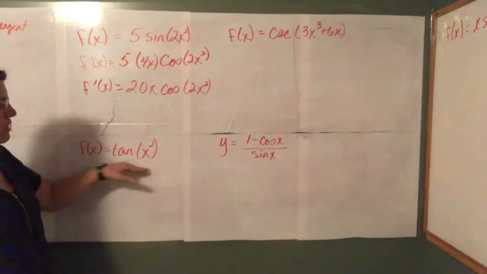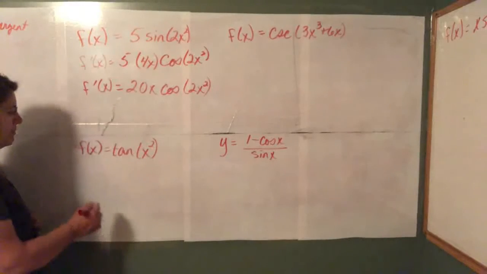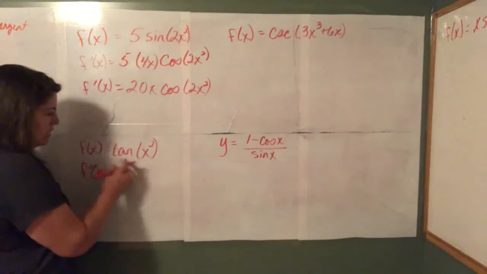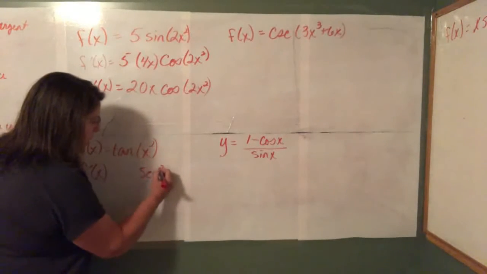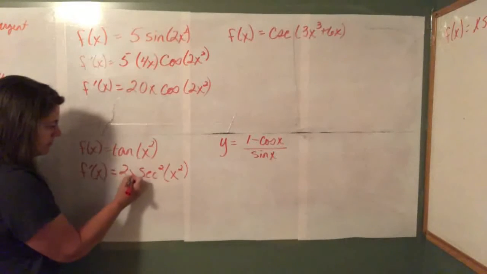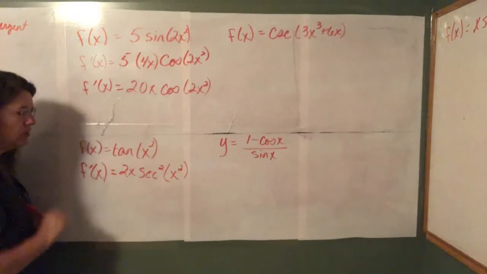F of x equals tangent x squared. For this one, for f prime of x, the derivative of tangent is secant squared. We keep the angle. Then we take the derivative of the angle. That's all we can do for that one.